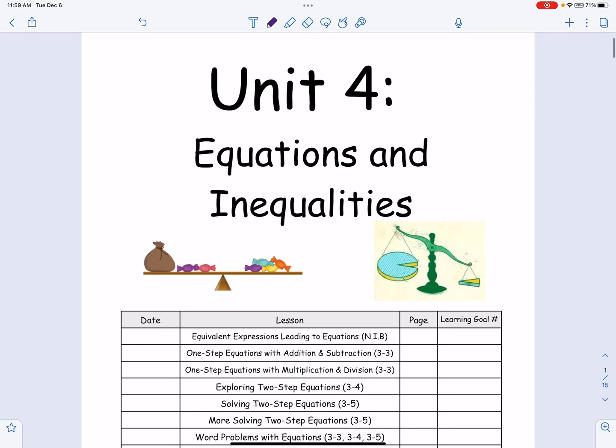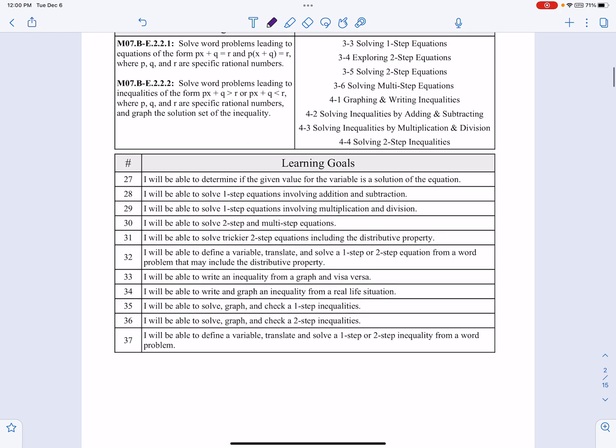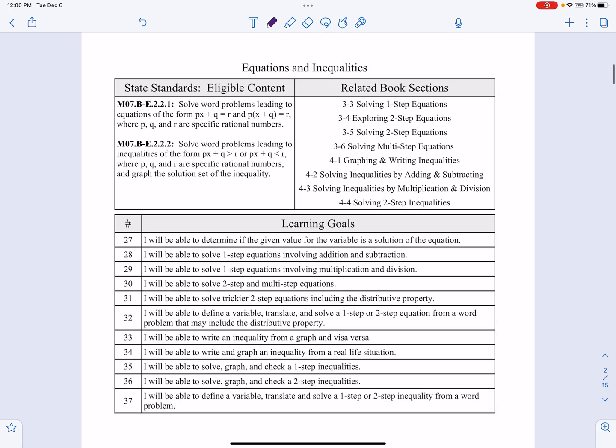All right, welcome to Unit 4 on equations and inequalities. I'm going to be a little speedy with this first section here. If we take a look at your learning goals, we have 27 through 37. Essentially we're going to be looking at solving two-step equations and also multi-step inequalities as well, which means that you have a less than or greater than symbol rather than an equal sign. And we'll graph those as well.